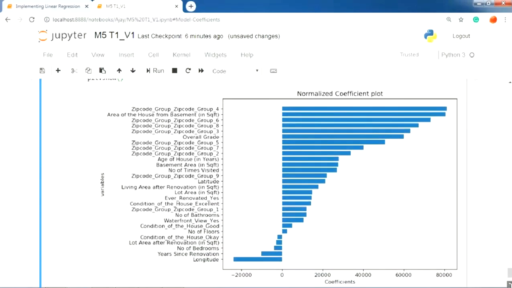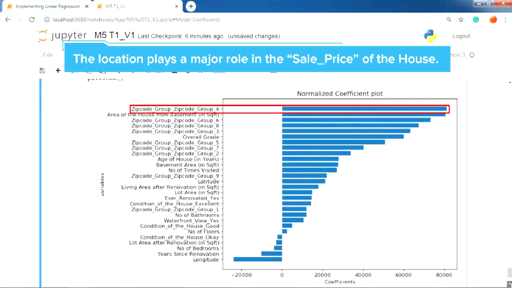In this plot, we can clearly see all the coefficients arranged in descending order, which makes it very convenient for us to examine them. There are a lot of inferences that we can draw out from this plot. Let's move from top to bottom. We can clearly see that the zip code underscore groups have come out to be the most significant in this model. Interestingly, it is very much aligned to the natural intuition that location plays a major role in the sale price of the house.